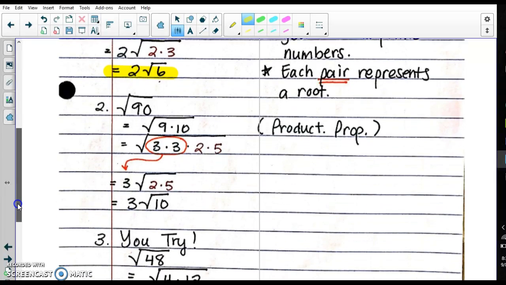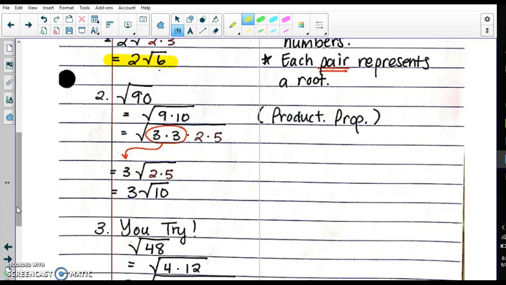Okay, so the square root of 48, I broke it down to 4 times 12. You could break it down to 6 times 8 or 16 times 3. It doesn't matter, because as long as you break it down to the prime factors, you're going to end up with the same numbers. So I broke it down to 4 times 12.